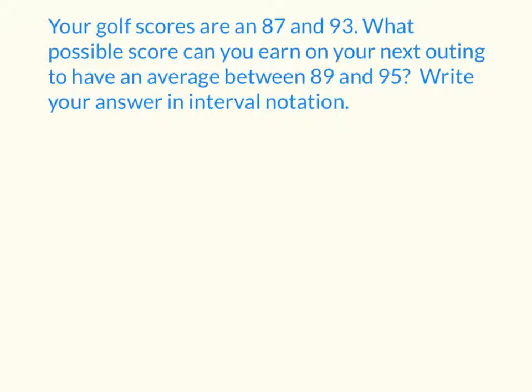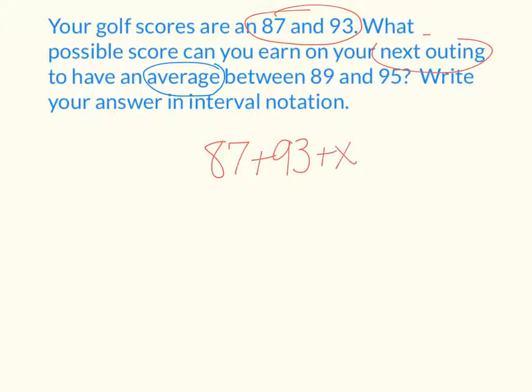Golf scores are an 87 and 93. What possible scores can you earn on your next outing to have an average between 89 and 95? Write your answer in interval notation. Okay, so first of all, the keyword here is average. That means we're going to have to add them. We have 3 golf scores: the 2 original ones and our next outing. So we have 87 plus 93 plus our unknown. Now if we want the average, we know we're going to divide by 3. That's how we do the mean. You add them up, divide by how many you have.